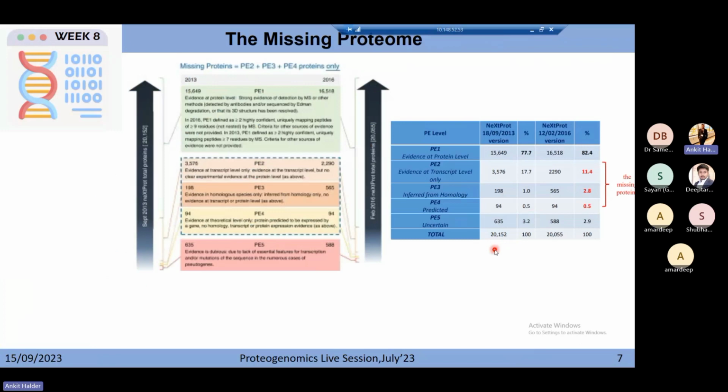Now, what are the missing proteins? If you divide this into 5 levels, the protein evidence level can be divided into PE1, PE2, PE3, PE4 and PE5. So what is PE1? PE1 is having evidence at the protein level, that is, at the mass spectrometry-based level or the antibody-based approaches level, you are able to detect it.